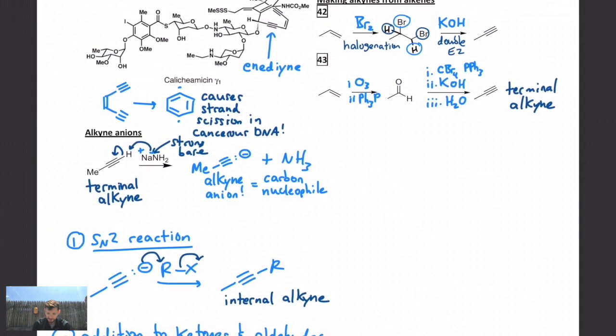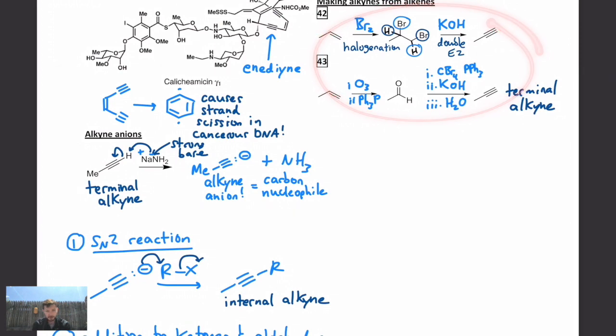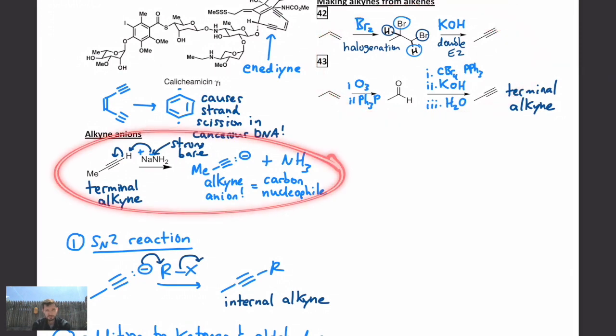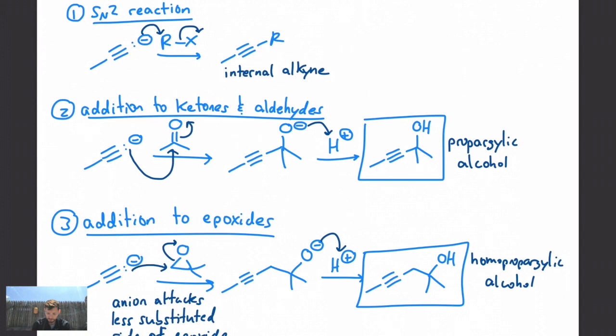Okay, so that's how we make alkynes, starting with alkenes. We can deprotonate them to make alkyne anions, and these turned out to be fantastic building blocks to make a variety of alkyne-containing functional groups, which we can then functionalize using any of the other alkyne reactions we've learned.